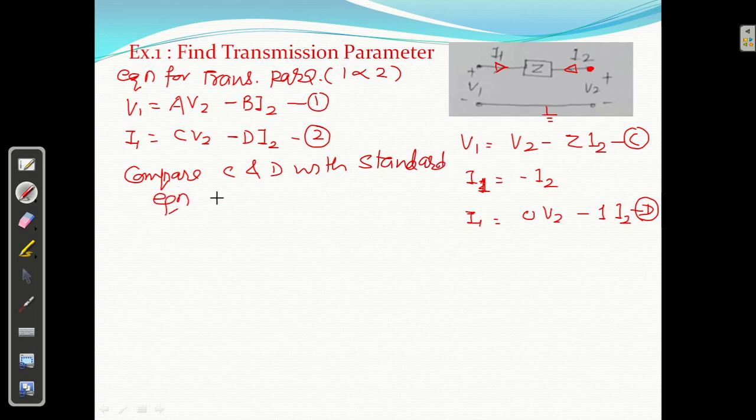Equation of transmission parameter. If you compare V1, A equal to 1. What is the unit of A? V1 upon V2, no unit. B has a minus, so minus B equal to minus Z, so B equal to Z. V upon I equal to Z, so ohm. Second equation, look: I1 and V2 coefficient is 0, so C equal to 0.